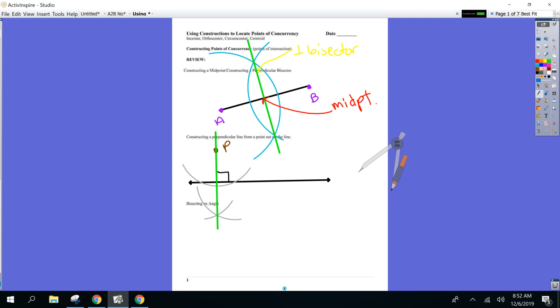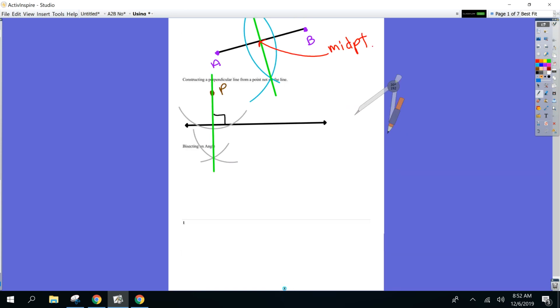One more review one. Bisector. So freehand an angle, go ahead. You don't need your compass for this one, just freehand an angle. Make it look somewhat decent. All right, review with me. Review, how do I bisect your angle? Come on, let's go.